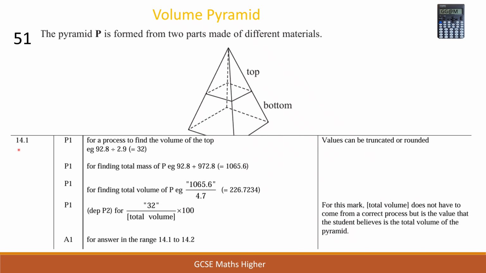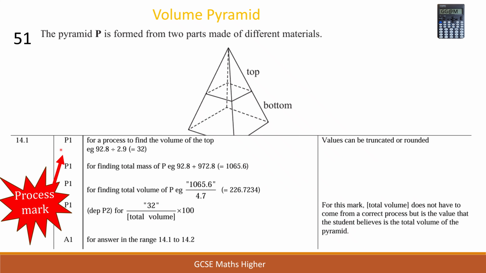Now the mark scheme says the answer is 14.1. P1 is a process mark, so these are the processes you need to go through to get to the answer, and A1 is your answer mark to get the 14.1.